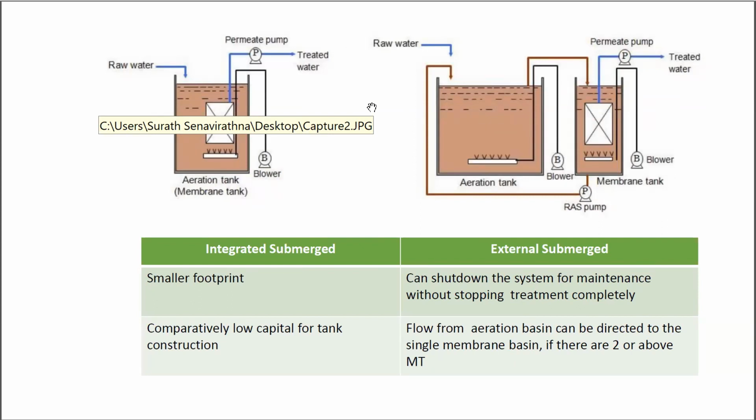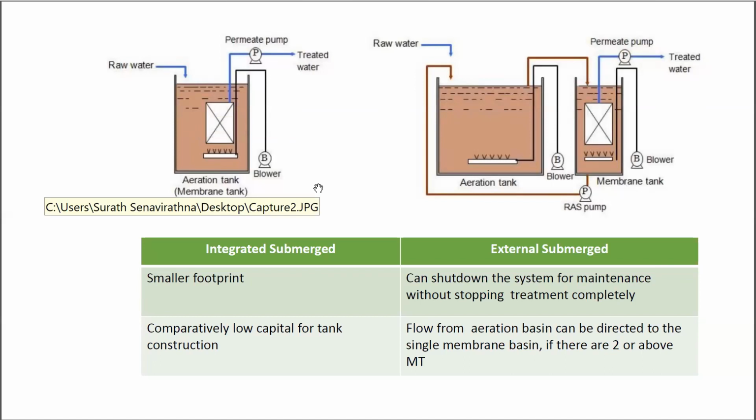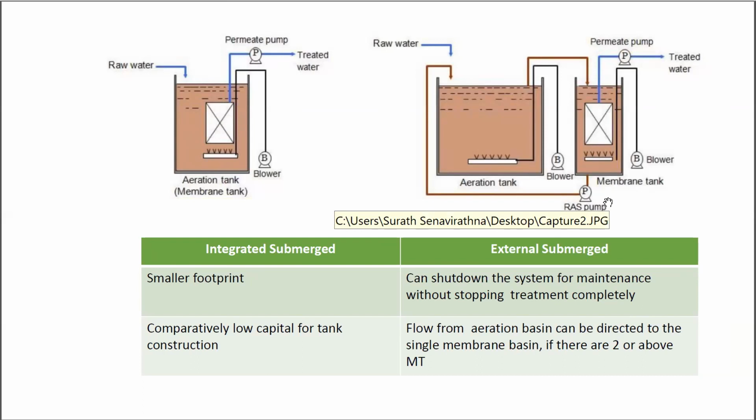In the integrated submerged, the membrane is installed inside the aeration tank. You can see in the first picture. Therefore, no need for any separate tank for the membrane and footprint gets less. But in external submerged type, the membrane is installed in a separate tank. Advantage is it is easy for maintenance, and microorganism concentration is higher than integrated submerged type, and therefore performance is also better than integrated submerged type.